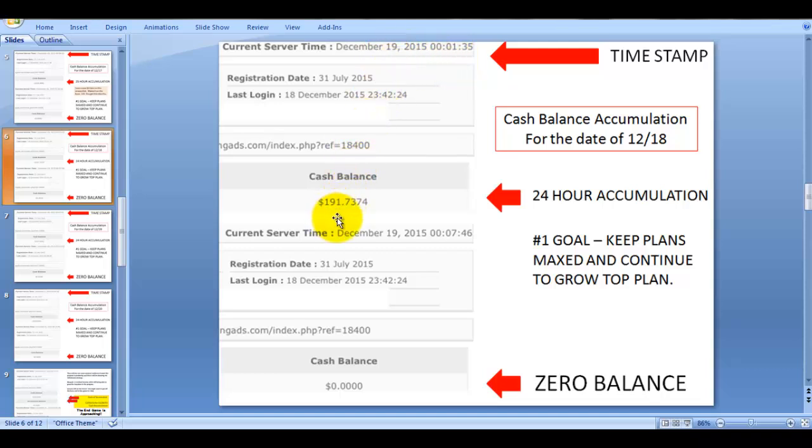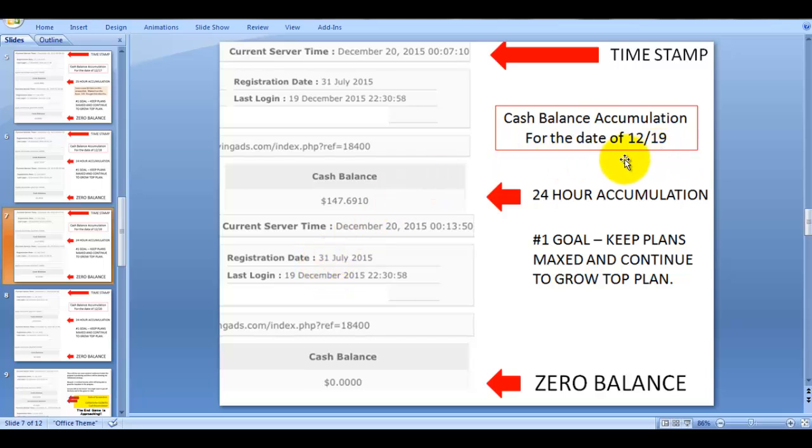I have $191.73 accumulated in the 24 hours. It actually probably should have been a little bit more than this because I started an hour late, but it all comes out in the wash. It's close enough to show you that I am making almost $200 a day in accumulated cash, and then there is my zeroed out balance for the next day.